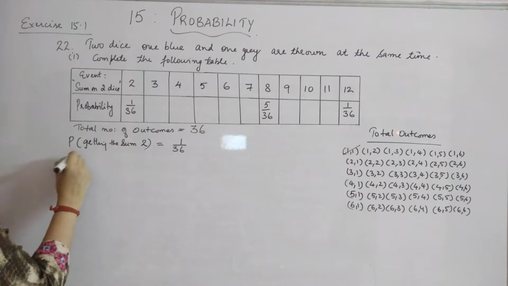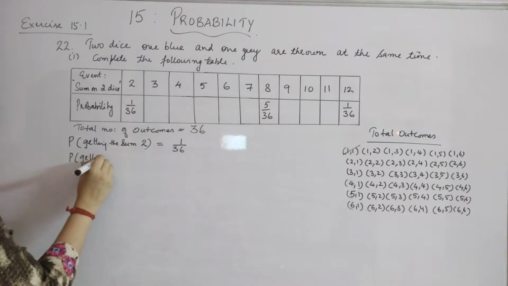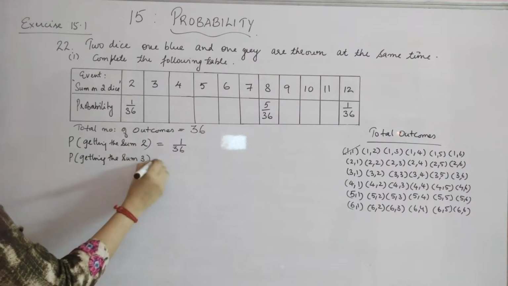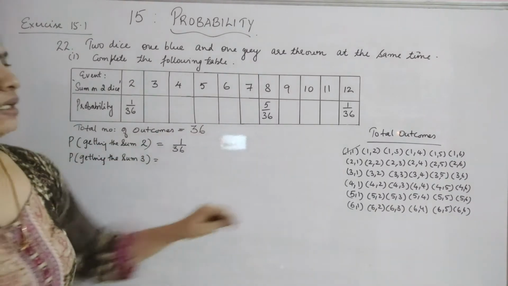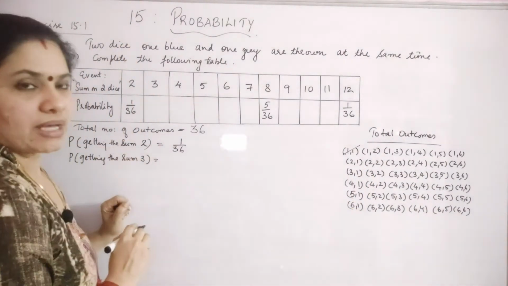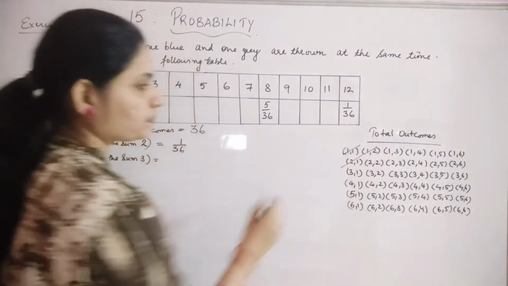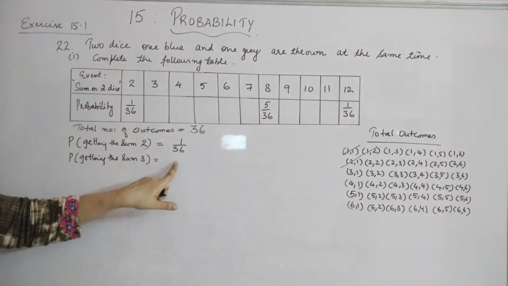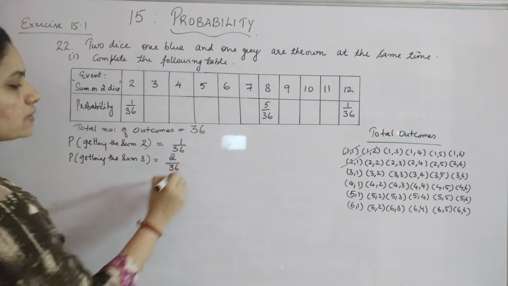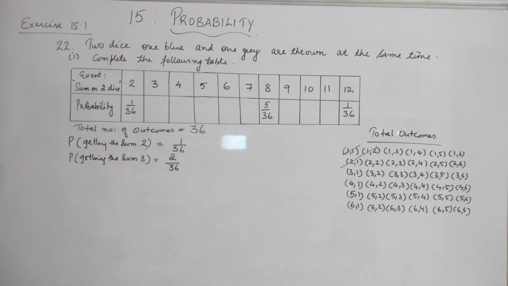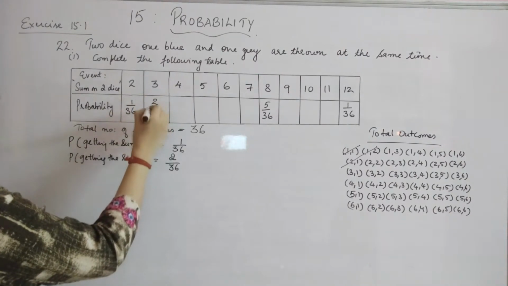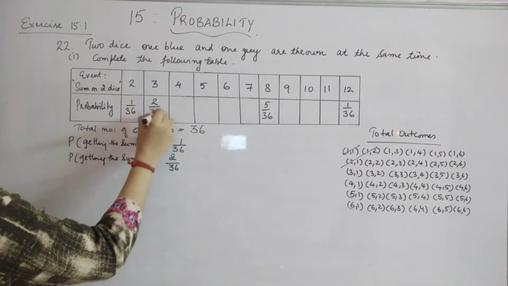Now how will we find the probability of getting the sum as 3? Again, moving on to this one, 1, 2 and 2, 1 are the cases in which you will get the sum as 3. That means these two. So the number of favorable cases is 2, divided by the total outcomes, 36. So 2 by 36 is the probability of getting a sum as 3. So it is 2 by 36, we have filled it.